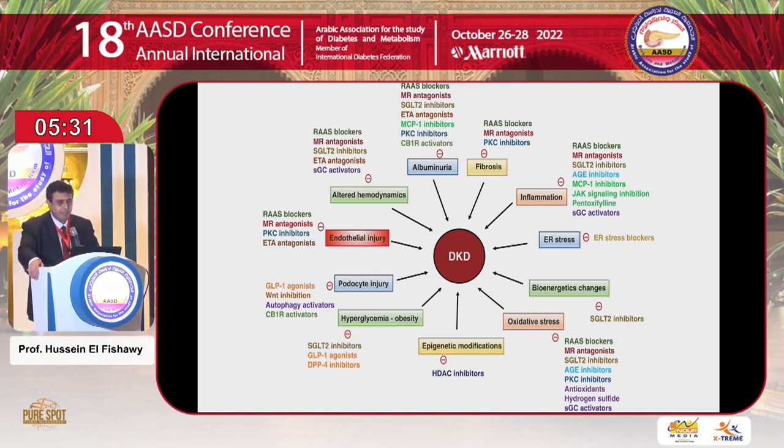this is our target: to retard the progression of diabetic kidney disease through control of hyperglycemia and obesity, reducing podocyte injury and endothelial injury, and improving hemodynamics, reducing albuminuria, reducing fibrosis, inhibiting inflammation, reducing the stress, the bioenergetic exchanges, oxidative stress, and epigenetic modifications. If you block all these players, you may help in retardation of the progression of chronic kidney disease. And as you can see, most of them, the RAAS blockers and the mineralocorticoid antagonists, may play a role in this process.